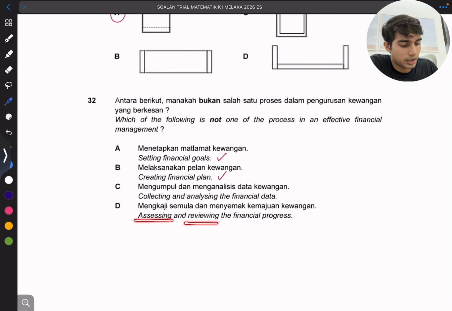Assessing and reviewing the financial progress. Yes. So every now and then you have to assess and review. If not, you will lose track of the plan. So let's say if you set a goal of buying a car in 10 years, like let's say in 5 years time you forget about it, then you're not going to stick to it. So C. This is not one of the process in an effective financial management. We don't collect and analyze the financial data. We assess and review it. Right.